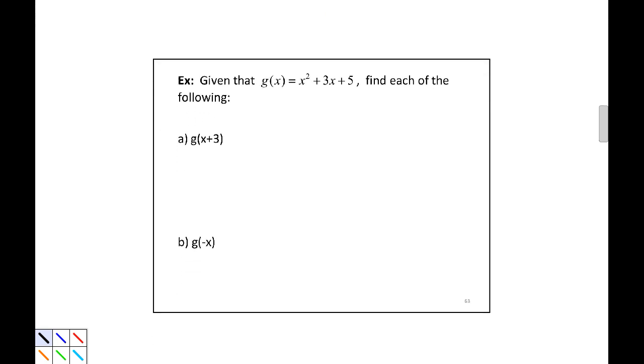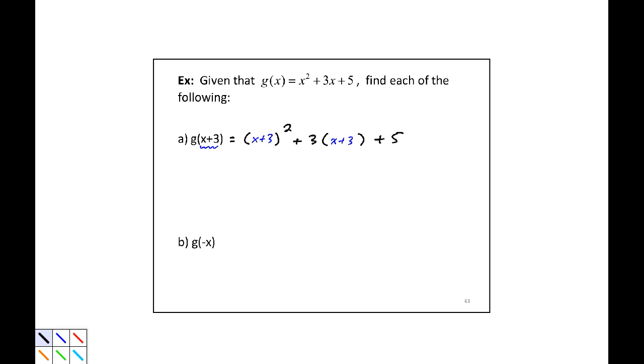Given that g of x, we have a new name for it, g of x equals x squared plus 3x plus 5, find each of the following. Well, the first, this is telling us we want to know the output when the input is x plus 3. So I'm going to go through this expression, something squared plus 3 times something plus 5. My something is the x plus 3. So x plus 3 squared, that quantity squared, plus 3 times x plus 3 plus 5.